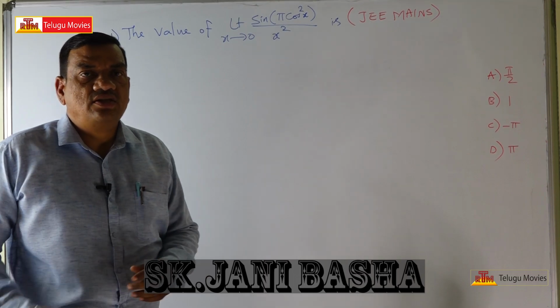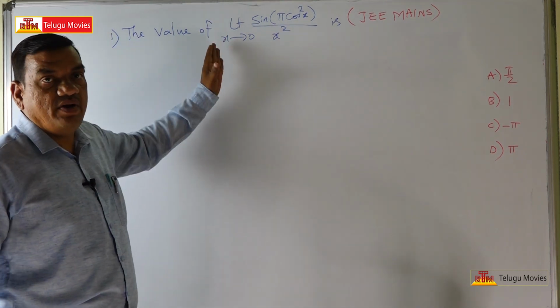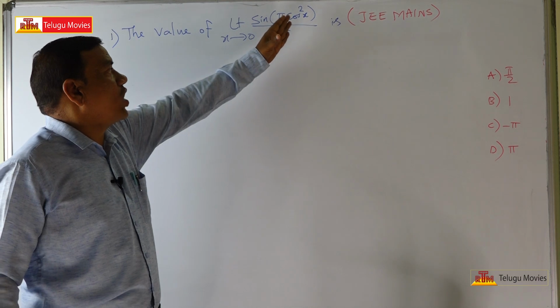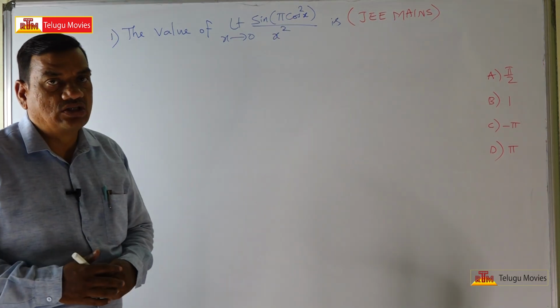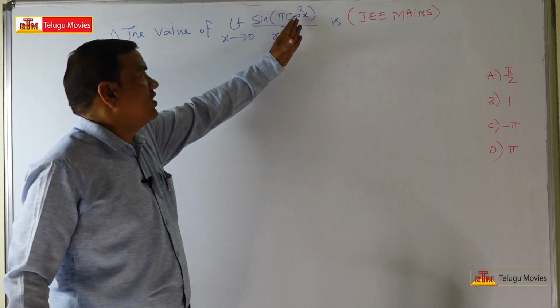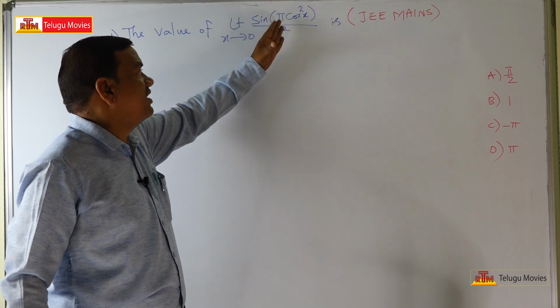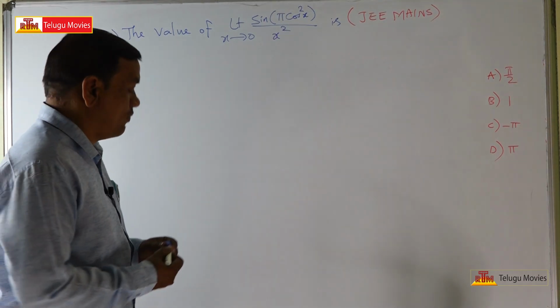Welcome to the first problem. The value of the limit as x tends to 0 of sin(pi cos square x) upon x square is, this is a previously asked problem. If you directly substitute x equal to 0, cos square 0 is equal to 1, sin pi is 0, so you are getting 0 by 0. Then how to solve this type of problem?